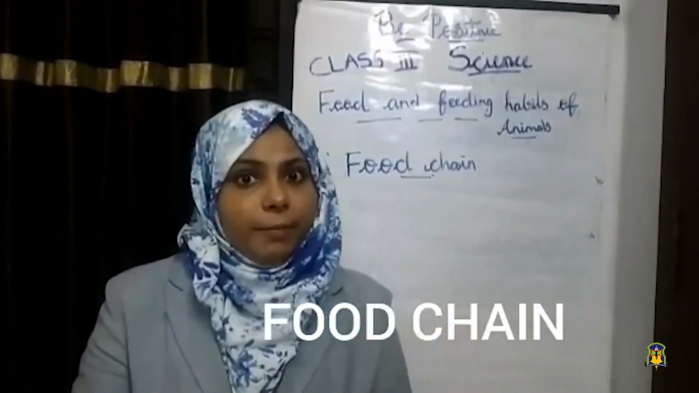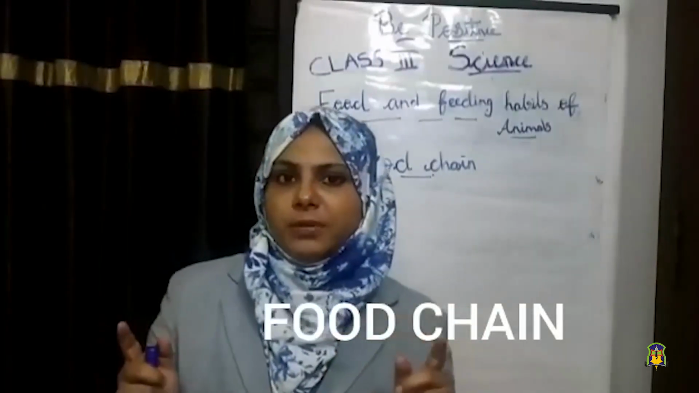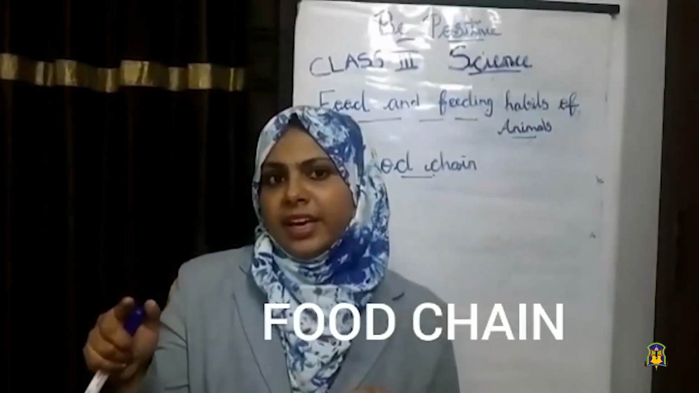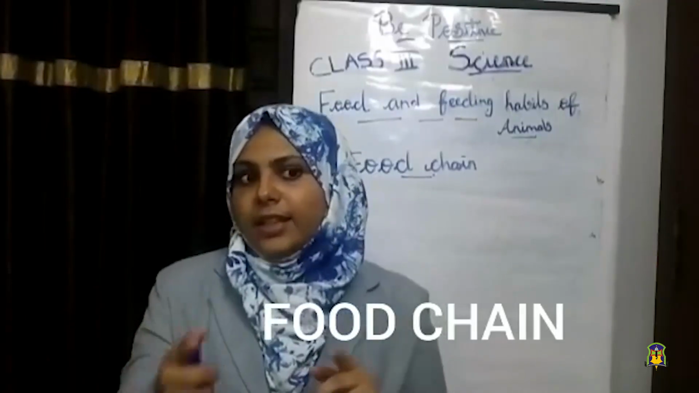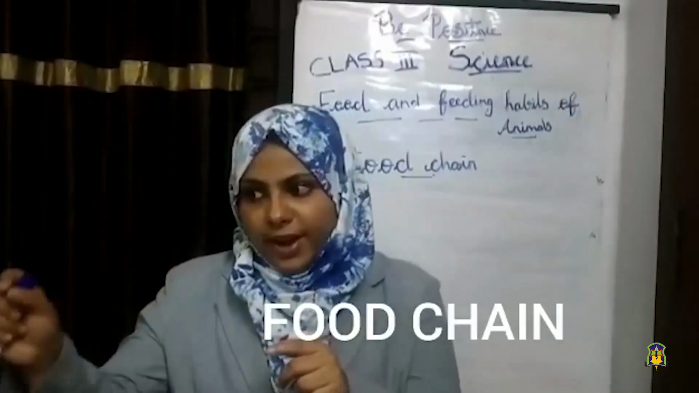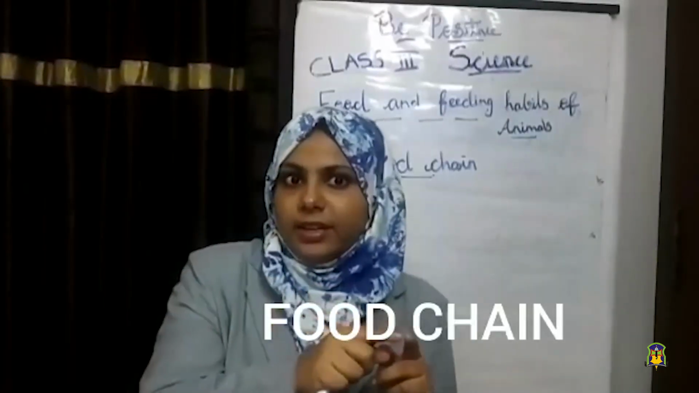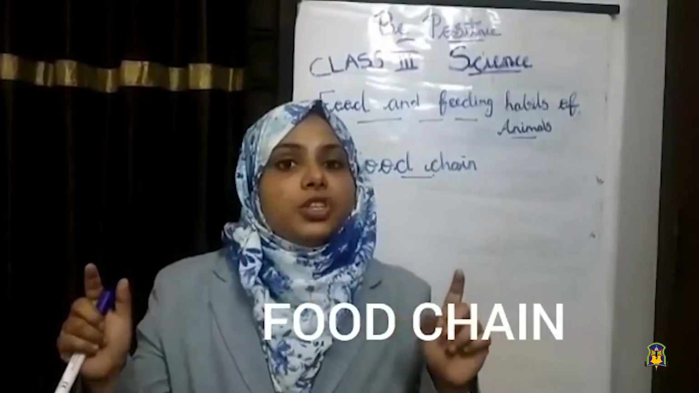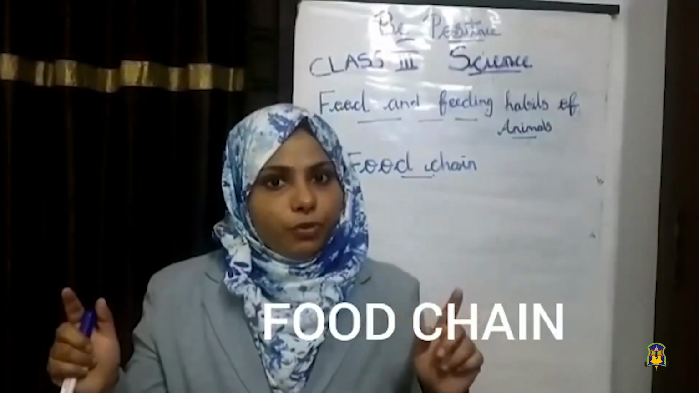I'll explain with the help of a picture. Look at the picture. Yes, the deer eats the grass and the tiger eats the deer. Here a chain is formed. Grass, deer, then tiger. Yes, a chain is formed. Such types of chains are called food chains.